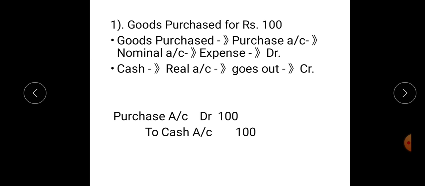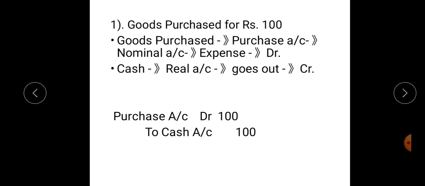Now, whatever account is credited, like here cash is credited, we will never write the word credit. To write a credit account, we use to, that is TO. Remember, T should be capital, and it should start like this. Try to maintain the way we are writing the journal entry. Do not apply your own way. So here, to cash account.